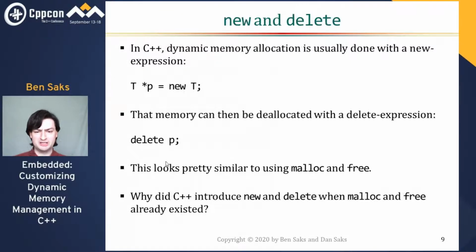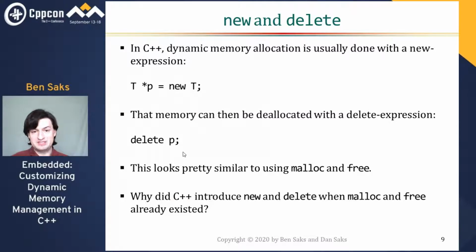In C++, we do dynamic memory allocation a little differently. We typically use new expressions and delete expressions. So instead of calling malloc, we write new T like this, and that returns a pointer to a T object. Again, we can continue to use that T object until at some point we say we're done using that memory. We write delete p, and that frees up the memory for use by some other object.